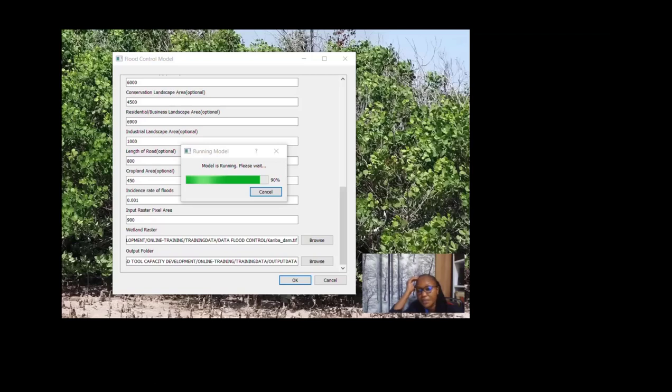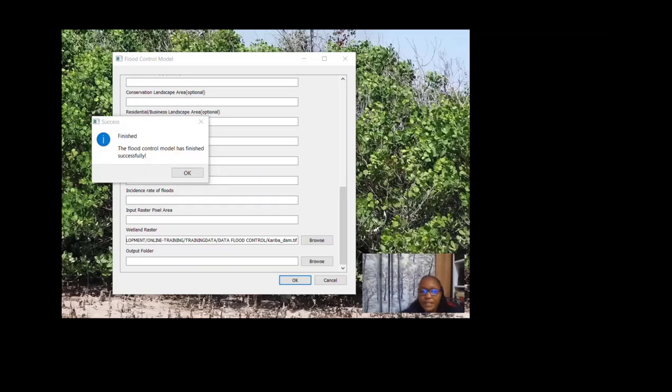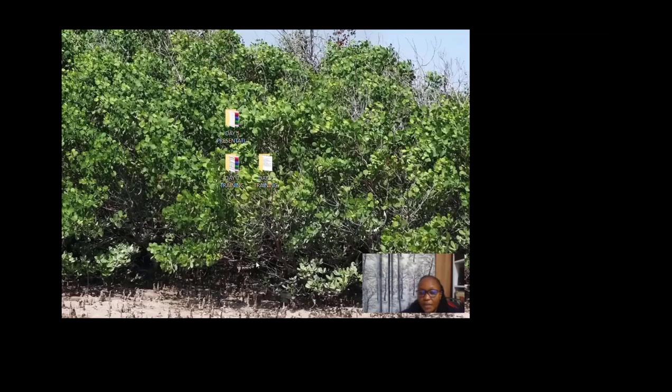It takes quite a considerable amount of time. So if you're running the model, be patient enough to wait for it to run. Once it has finished, we can visualize the output in QGIS. So the model has successfully finished. Once it has done that, you say OK. And then we can go and visualize the outputs in QGIS.